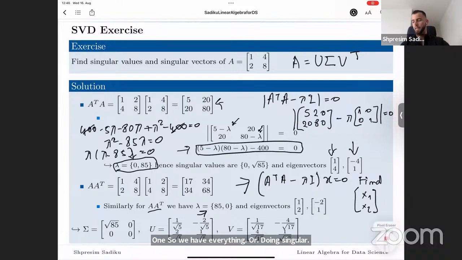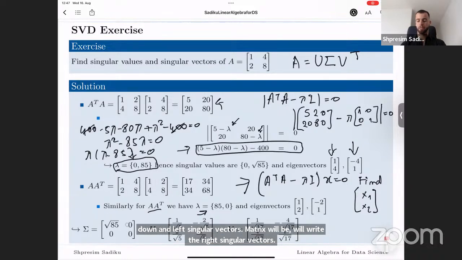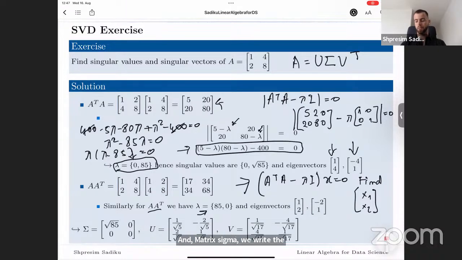from the previous slide. So in the matrix U, we just write down the left singular vectors. In the matrix V, we write the right singular vectors. And in the matrix sigma, we write the singular values, which are the square root of 85 and 0. And another thing here, as you see, we have normalized the eigenvectors.